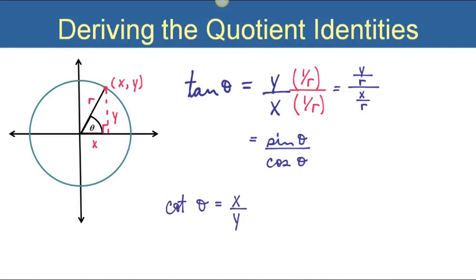Also, we know that cotangent is x over y, and for the same reason, we end up with cosine over sine for cotangent.